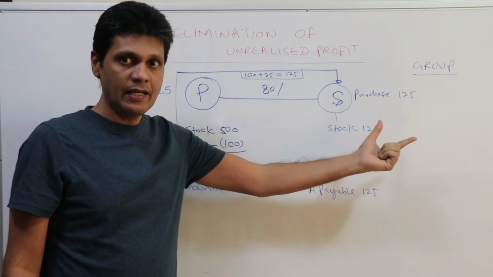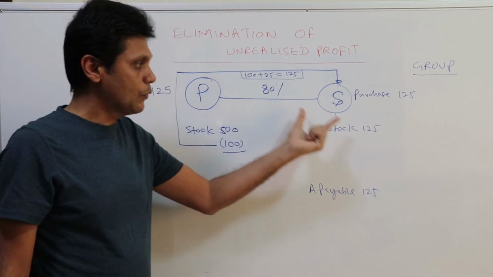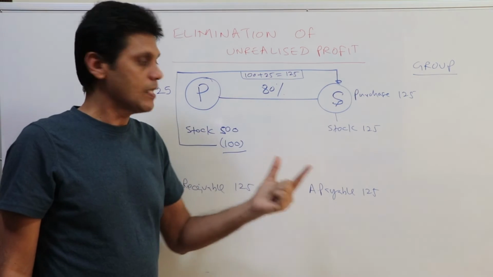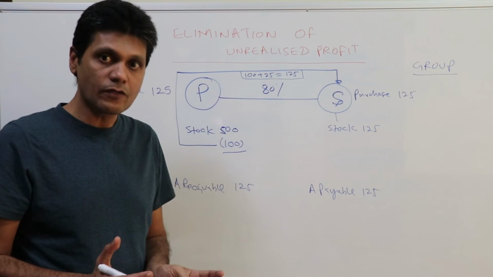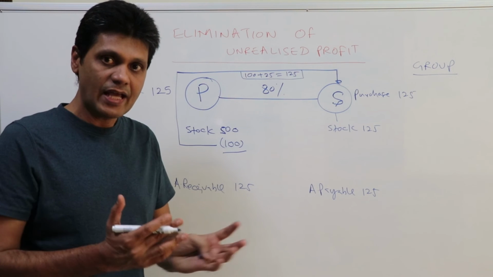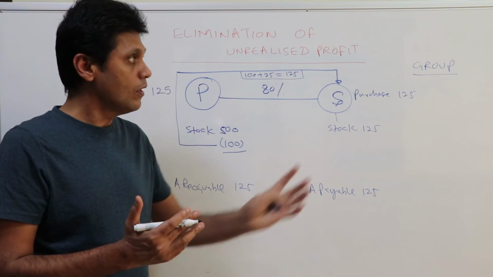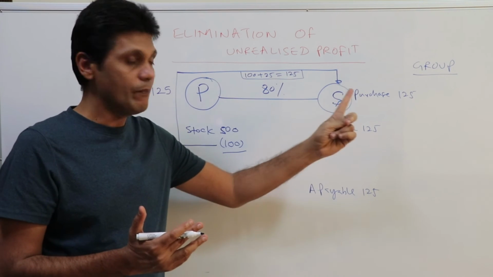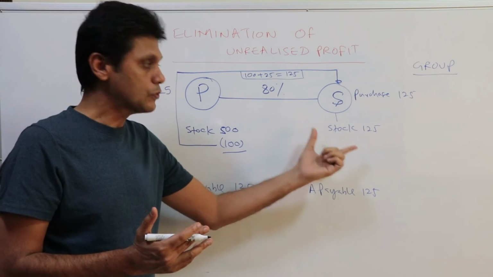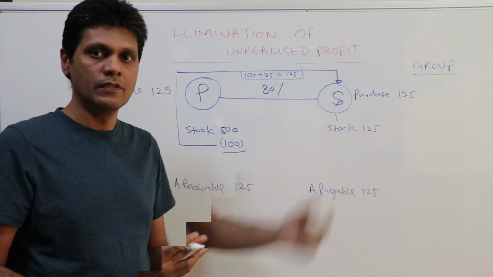So we can't say that by selling $100 worth of goods to S company, the group has made a profit of 25, because it is within the group. The transaction has taken place inside the group, so the company has not made any profit. They will make a profit when S company has sold this $125 worth of goods to outside customers.